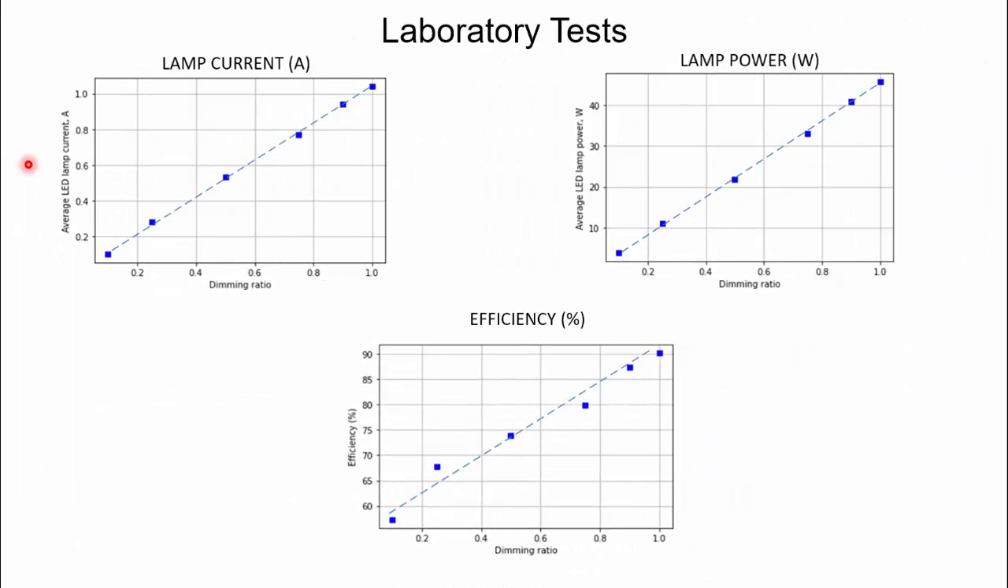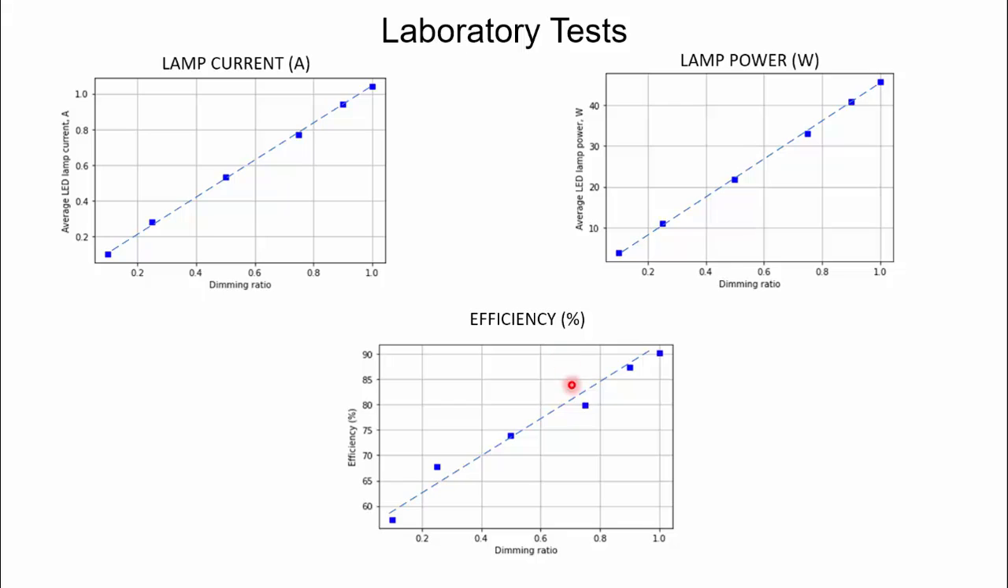And finally, here we have some more experimental results. This is the lamp current in amperes as a function of the dimming ratio. So we can see that the change in the current is quite linear when we modify the dimming ratio. This is the lamp power also as a function of the dimming ratio, which is also very linear. And finally, we have the efficiency here as a percentage.